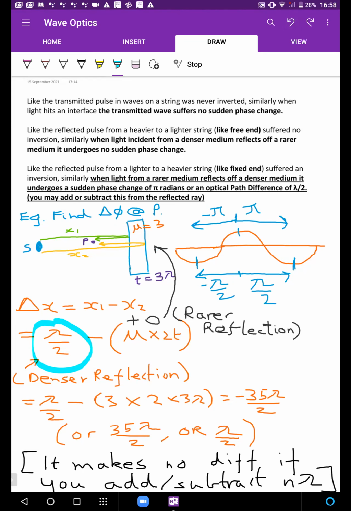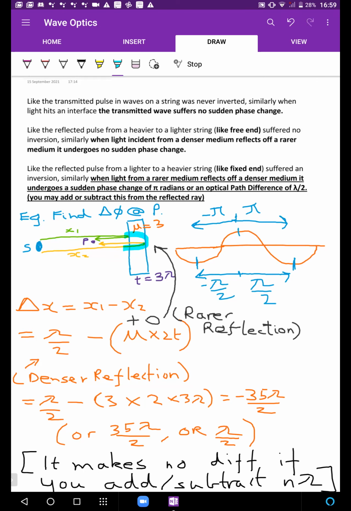But this guy below, okay, in addition to whatever this guy did, he traveled an extra 2t distance through this medium, making his total path difference mu into 2t minus lambda by 2. Yeah, the other way around, lambda by 2 minus mu into 2t.